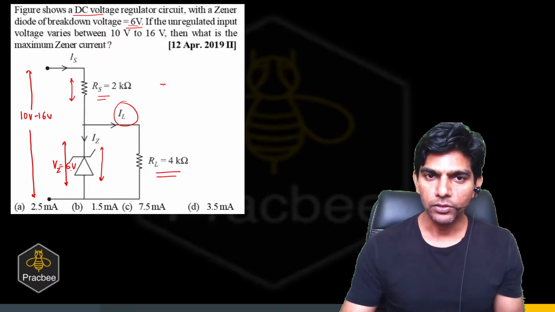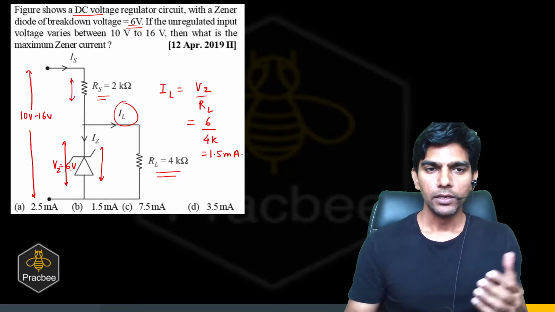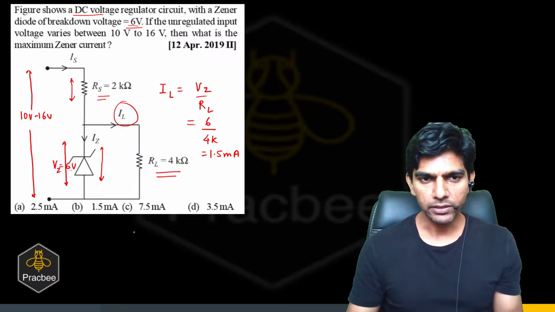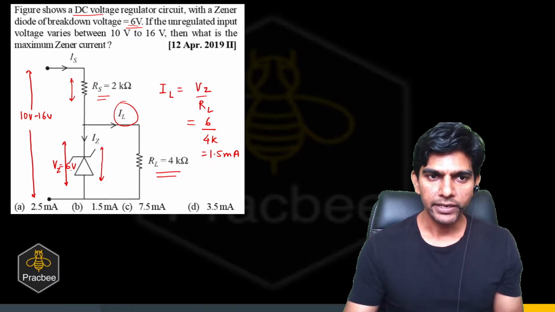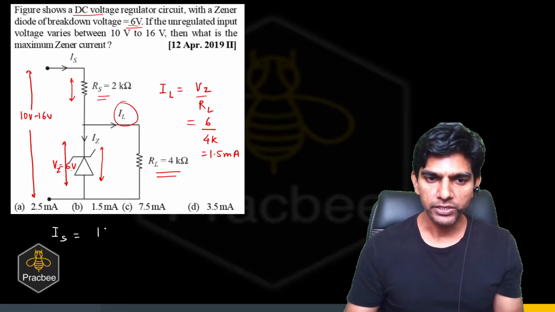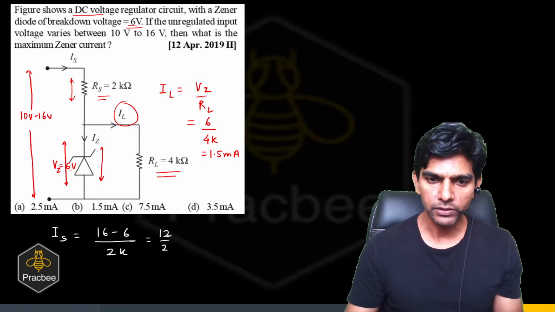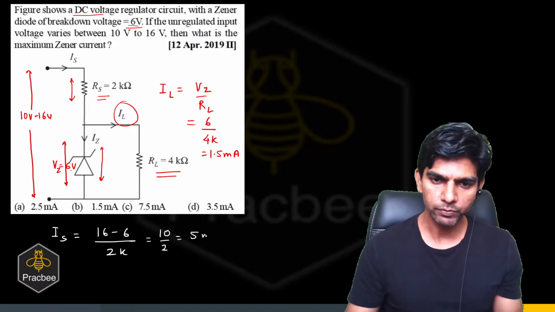So we can say the load current is fixed, which will be Vz upon RL, that will be 6 divided by 4 kilo, and it will be 1.5 milliamperes. Now we know the load current. To have the maximum Zener current, the input current has to be maximum. So we can assume that the input voltage is 16. Then the input current will be 16 minus 6 divided by 2 kilo. So that will be, sorry, not 12, 10 by 2.